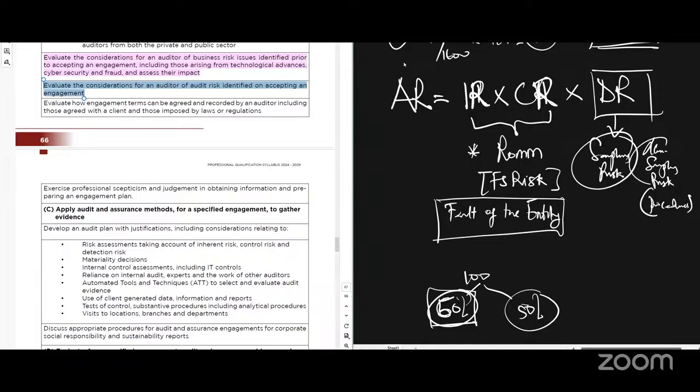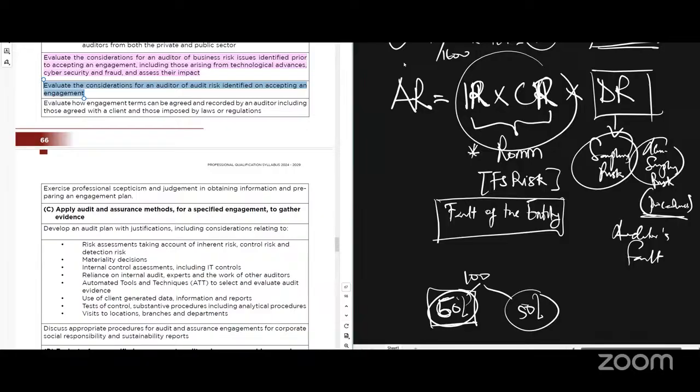Then we have non-sampling risk. Maybe the procedure you used was not able to identify. If you had used a different procedure, you could have identified that risk. So this one is more of the auditor's fault, right? But it is not the auditor's fault if the client system is not able to capture risk. Do you get it?